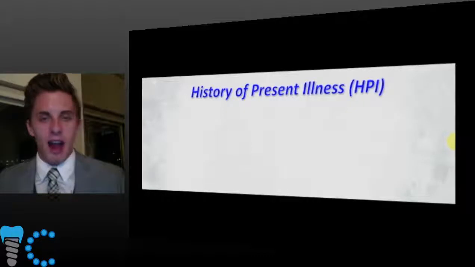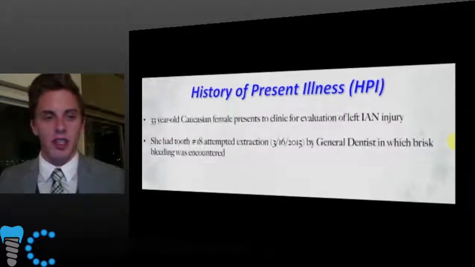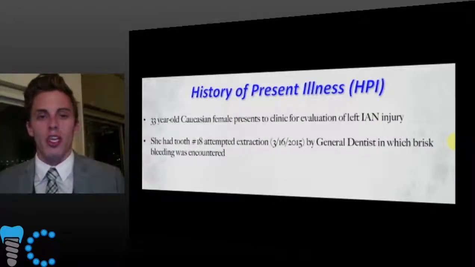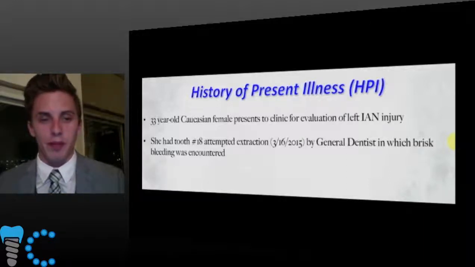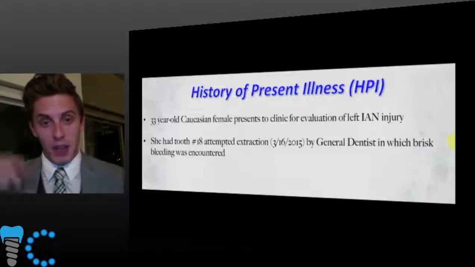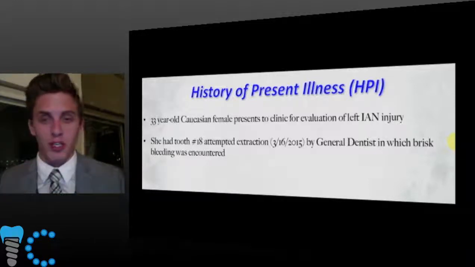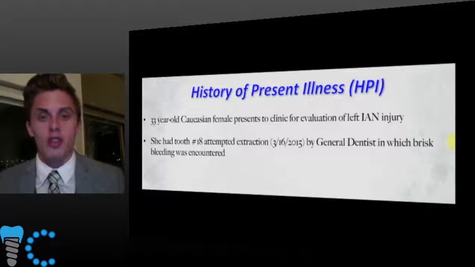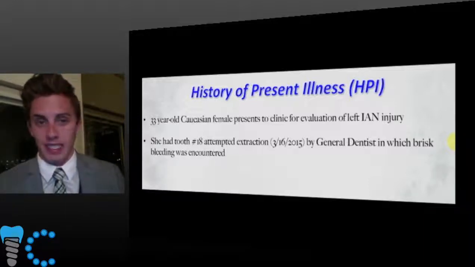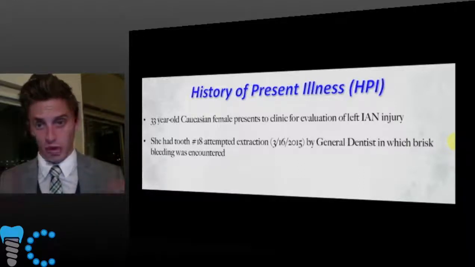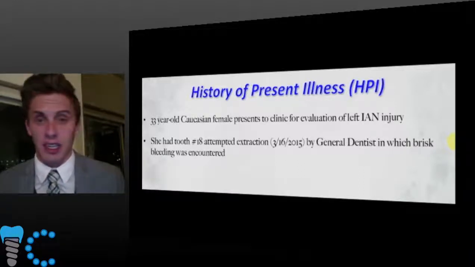So the HPI, or the history of present illness, we do have a 33-year-old Caucasian female that presented for left inferior alveolar nerve injury. Back in March 2015, FYI, I know for international dates that's 15/3, but in the US we do March 2015, so I apologize. So she saw a general dentist that actually attempted to extract tooth number 18. So something very similar to what everyone does daily, right? It's just a second mandibular molar, carious fractured.